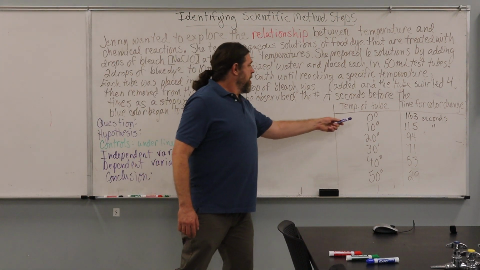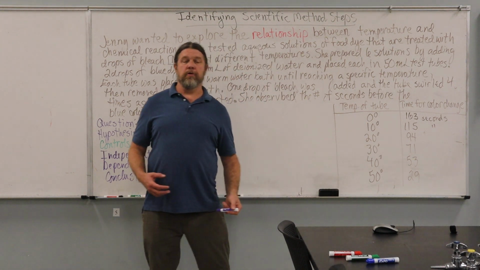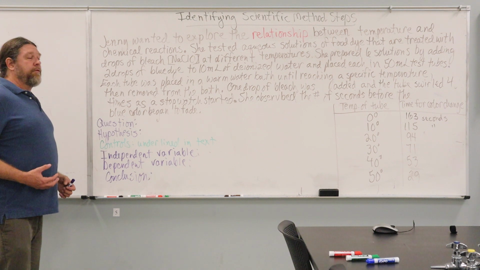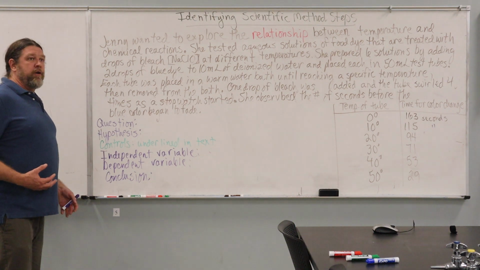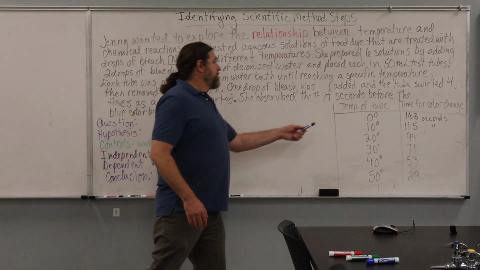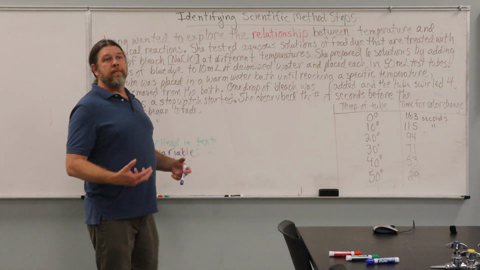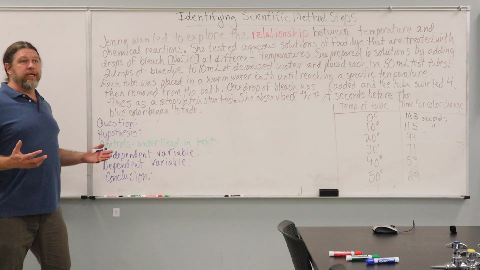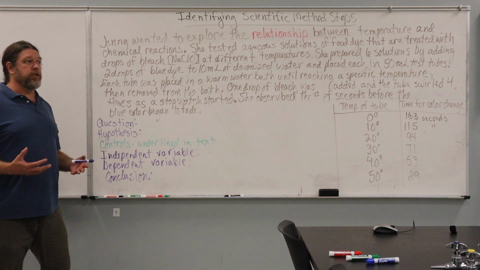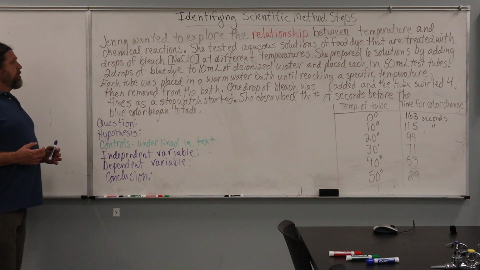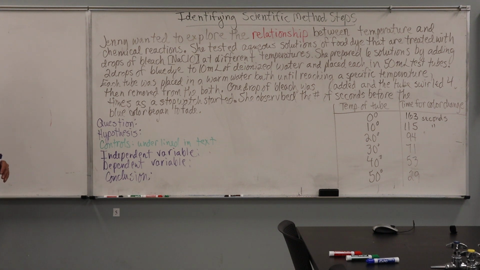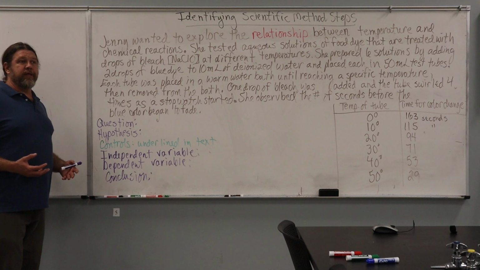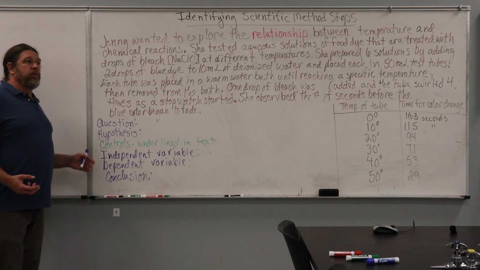So as we can see, we have 6 different temperatures representing the 6 different test tubes of food dye solution that are treated with bleach, and we're looking to see if temperature has an effect on the amount of time it takes for the bleach to begin, quote, bleaching the color and making the color fade or change or whatever may happen.